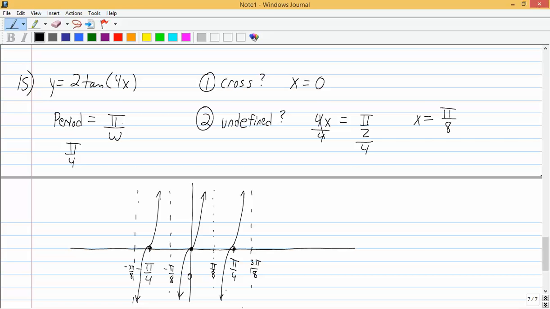So what you do is you check all the places where you cross on the graph given, check all the places where you cross here, and just match them up. Okay? And if you do that, then you can see that you should get D on this one.